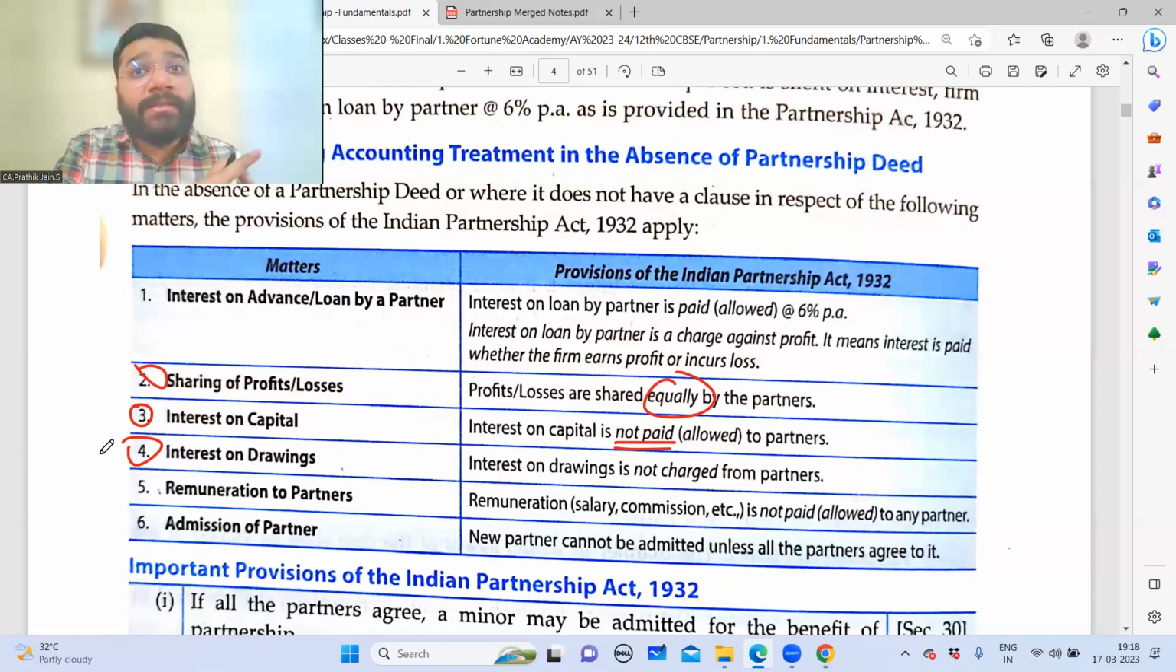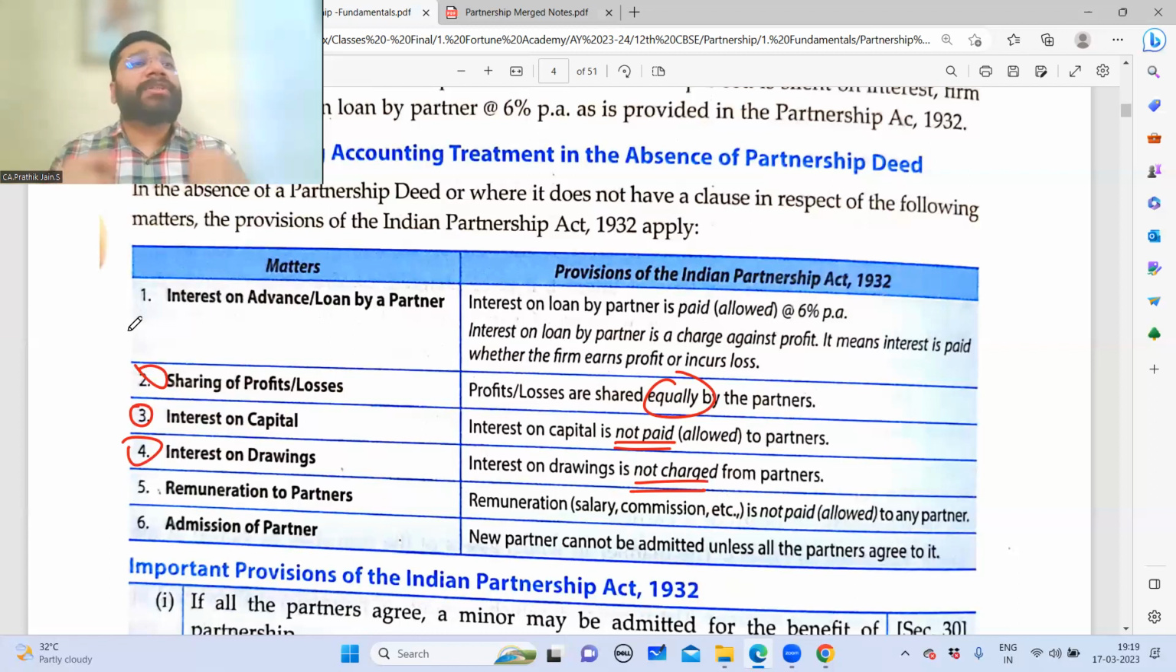So who has to pay interest? The partner has to pay to the firm. So from the firm's point of view, it is income. So can the firm collect that income from the partner if there is no interest on drawing mentioned anywhere? Can the firm collect the interest on drawing? Not possible. So interest on drawing is not charged from the partners. For the partner, it is an expense, it is a charge. For the firm, it is income.